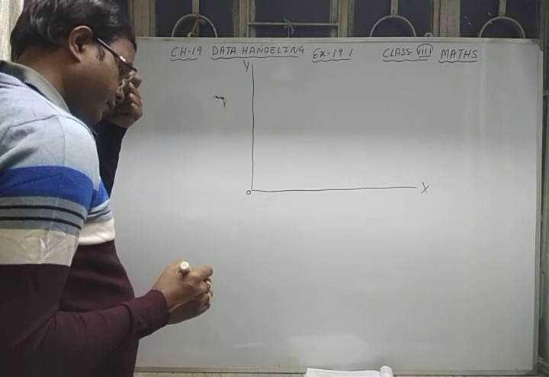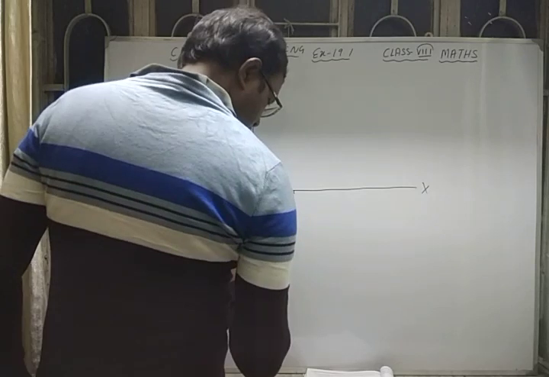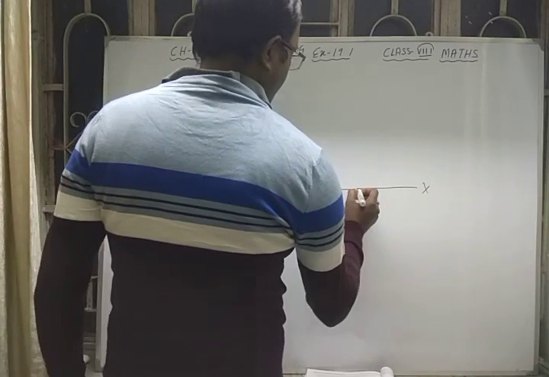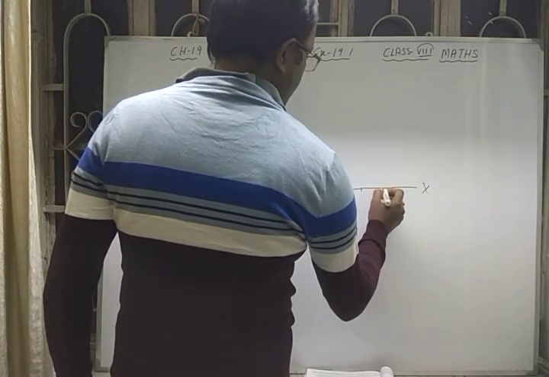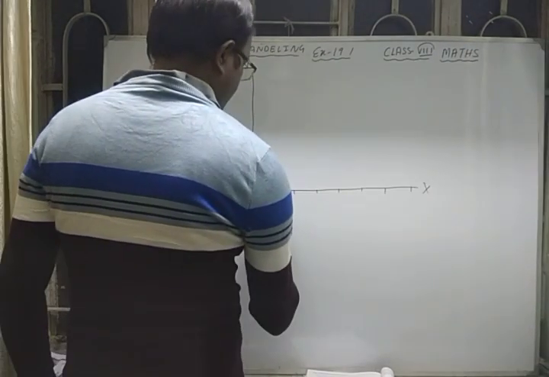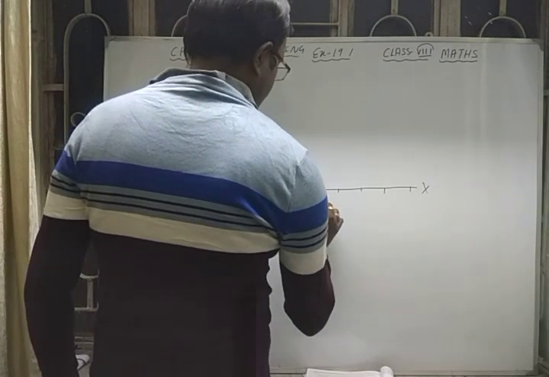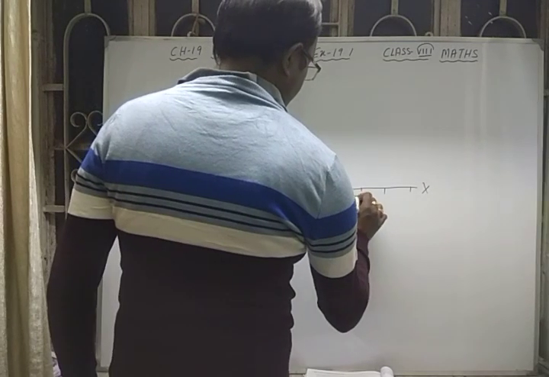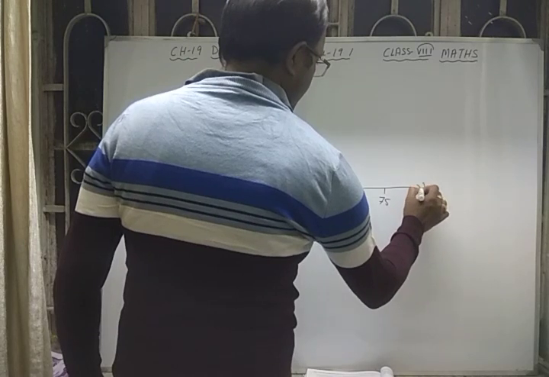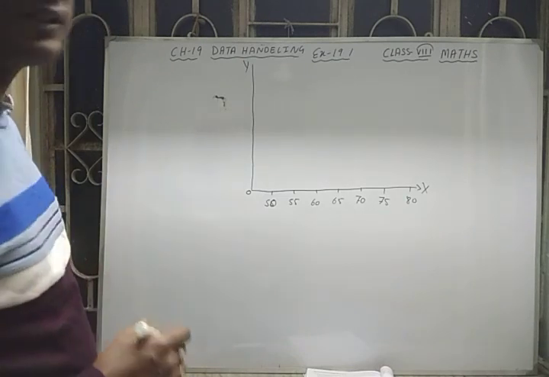Now you have to take the frequency distribution. So 50 to 55, 60, 65, 70, 75 and 80. Just write here 50, then 55, 60, 65, 70, 75 and at last 80. Now we have to write the scale also.